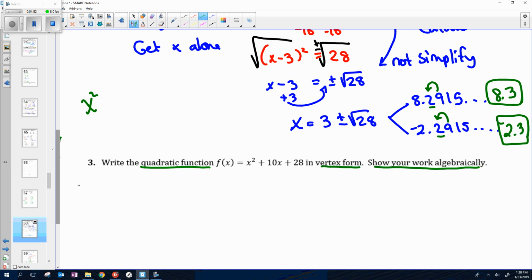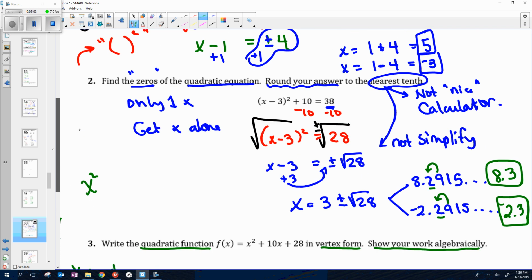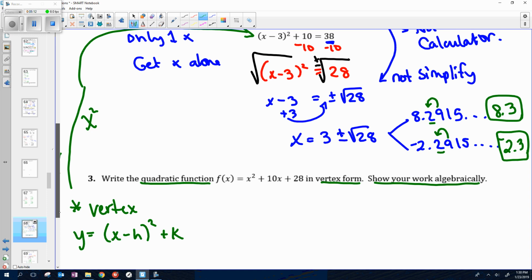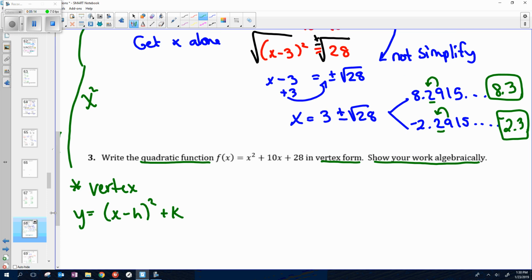So this is a blast from your past. When you see vertex form, you should know that that looks like (x minus h) squared plus k. And you should also recognize that that's sort of, back up into question 2, the form that we were looking at when we were solving these. That's why we're doing this. So we're going to try to put this in vertex form.